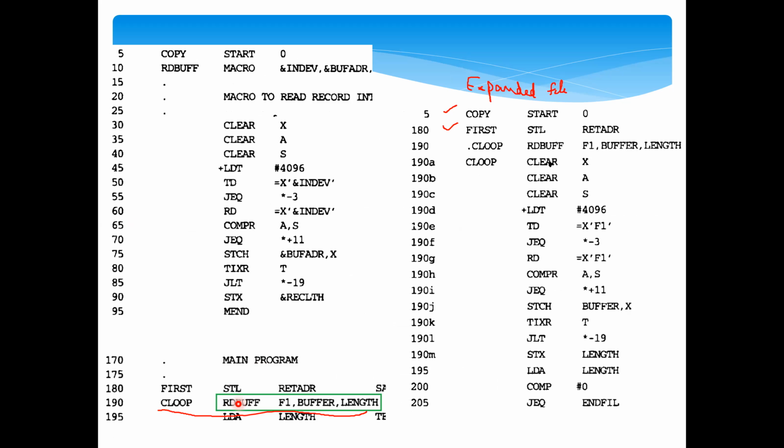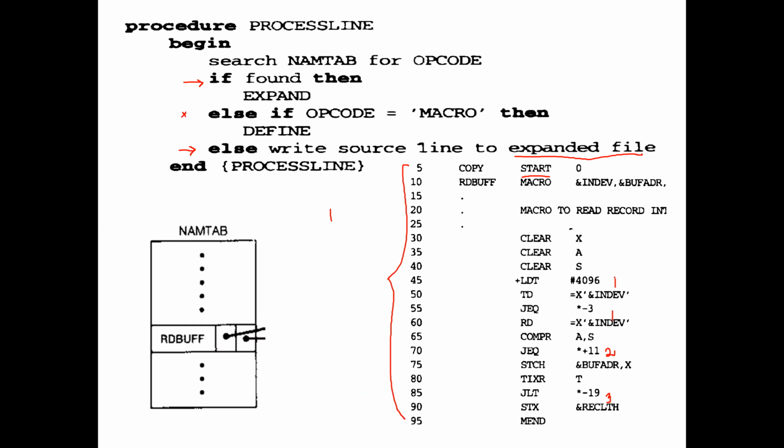So here you are checking if the name in the name tab you have macro defined. This happens every time, but so far we have not created name tab. That is why we skipped these statements. But now at this point, when we search name tab, we do have rdbuff present inside name tab. So if it is present, it means it is already defined. Now you have to expand it. That is why if it is found, then call the procedure expand.